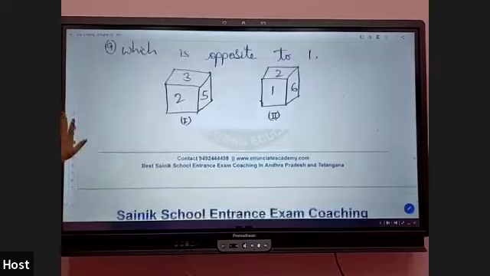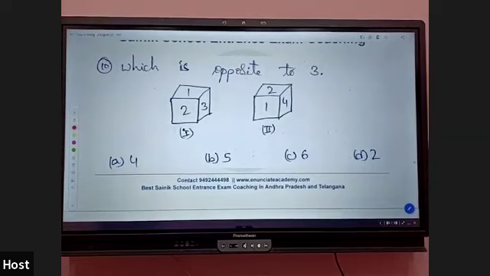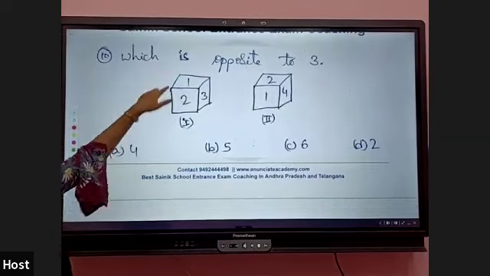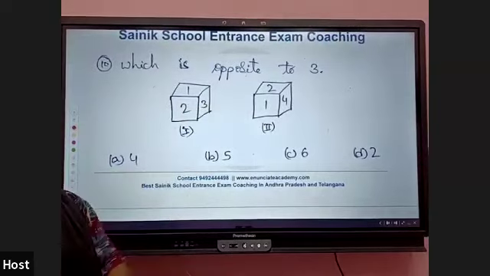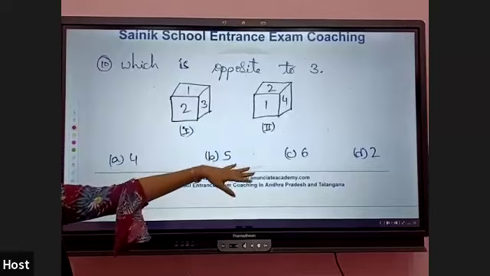Next. Here, which is opposite to 3? Here two numbers are common, 1 and 2. So the remaining number should be opposite. So 3 is opposite to 4.